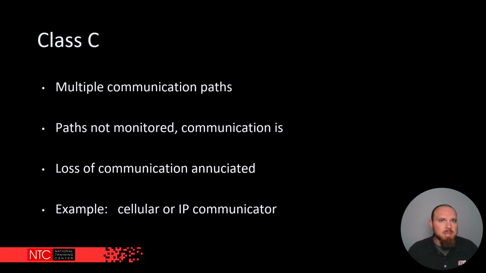Class C is going to be utilized when we have multiple communication paths. Now, the paths themselves are not what is being monitored, but the communication is what is monitored. If there's a loss of communication, it's annunciated at either the panel or at the actual communication equipment. Perfect example of this, use of cellular or IP communicators, that's where we see Class C being utilized.